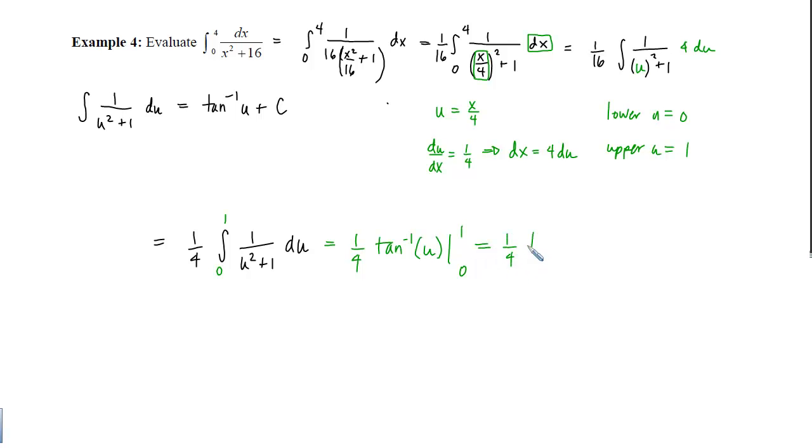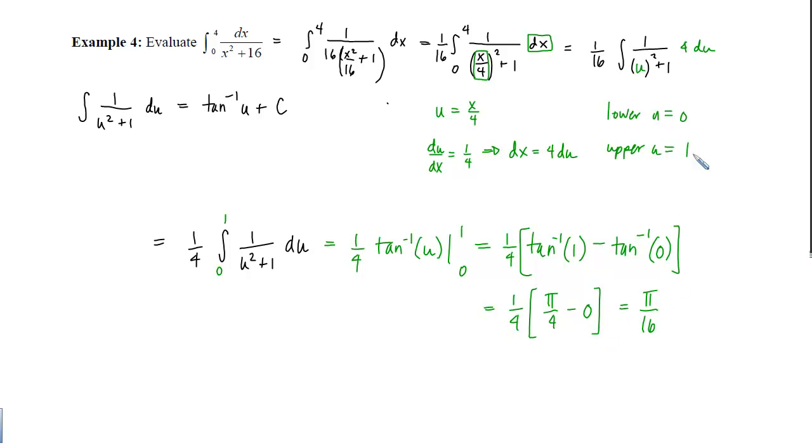Plug in 1, and we're going to answer the question, what did I take the tangent of that gave me 1? And then I'm going to subtract the angle whose tangent gave me a 0. If I answer that, I'll get a 1/4 times the angle whose tangent gave me 1 was pi over 4, and the angle whose tangent is 0 gave me a 0. So I'm left with a pi over 16.